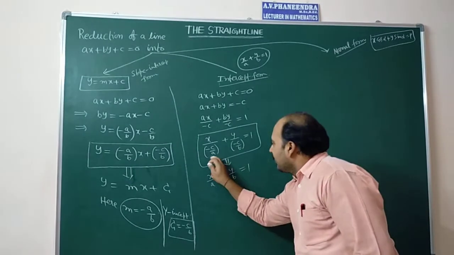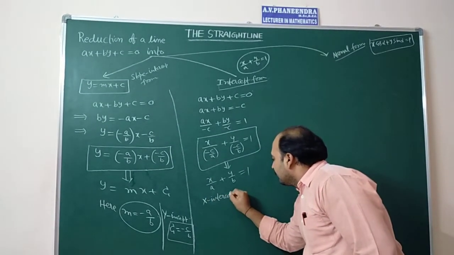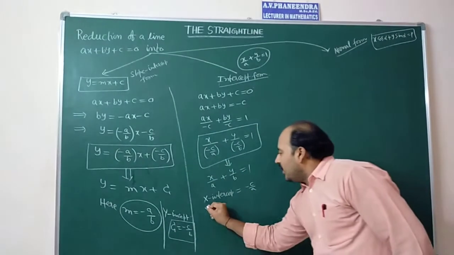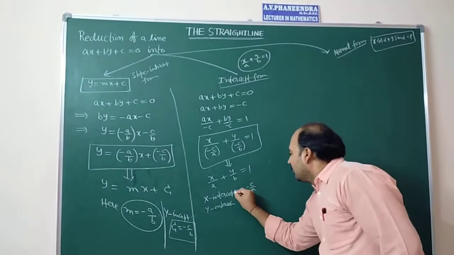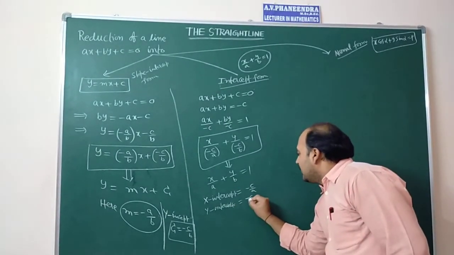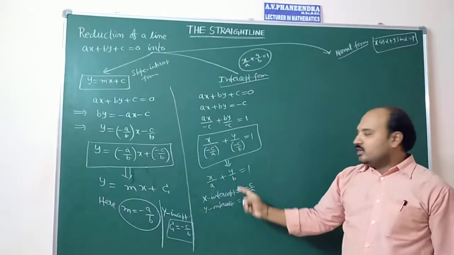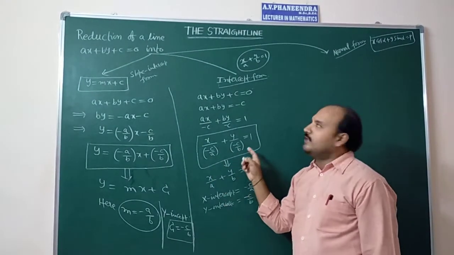So here the x intercept is equal to -c/a, and the y intercept is -c/b. So the given equation is reduced into intercept form. This is the x intercept, this is the y intercept.